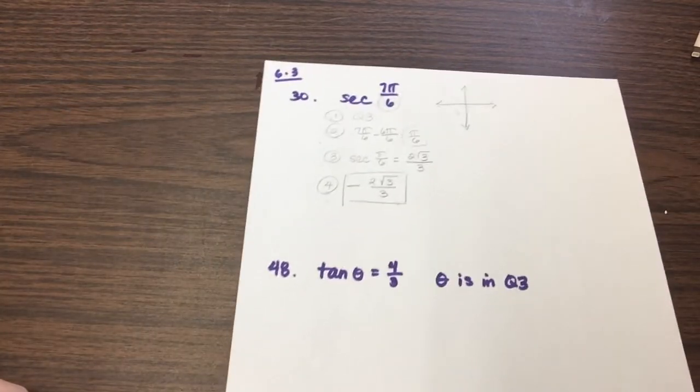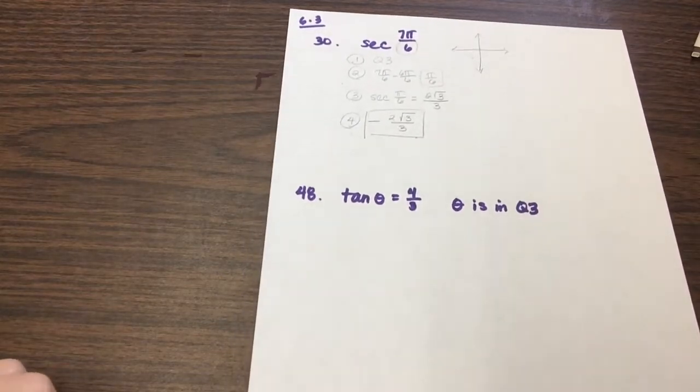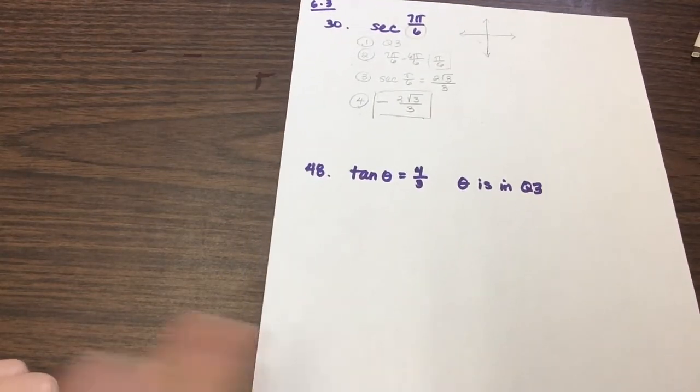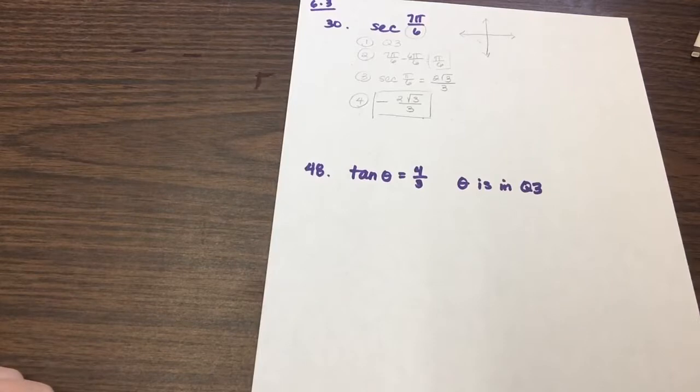Okay, one more problem from that section just to make sure you understand what they're asking for. They want you to find all 6 trig ratios, and they give you that the tangent of theta is 4 over 3. They also give you that theta is in quadrant 3. Alright, so this isn't any different than what we did in an earlier section.